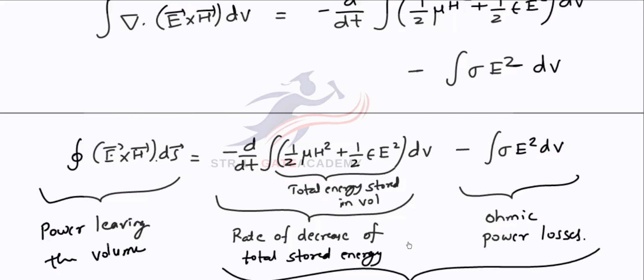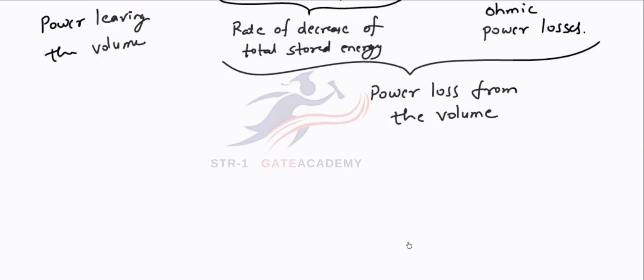This E cross H, let us check the dimensions of E cross H. Now this is nothing but Poynting theorem. This is called as Poynting theorem, that power leaving the volume is equal to power loss.